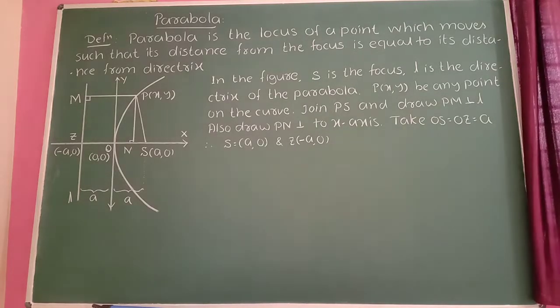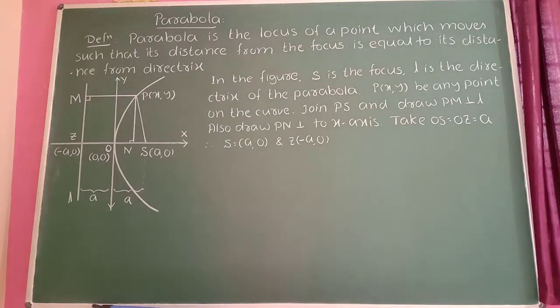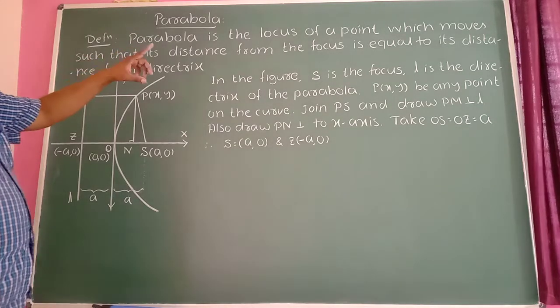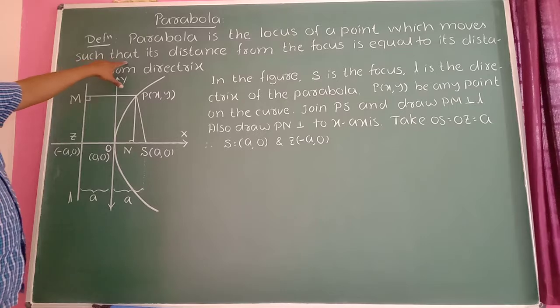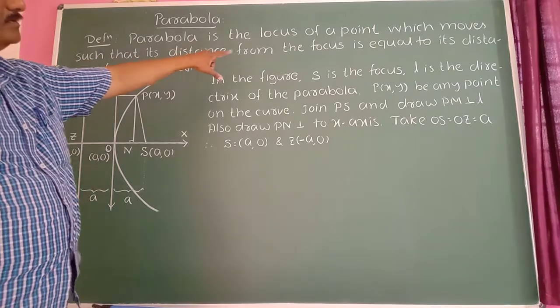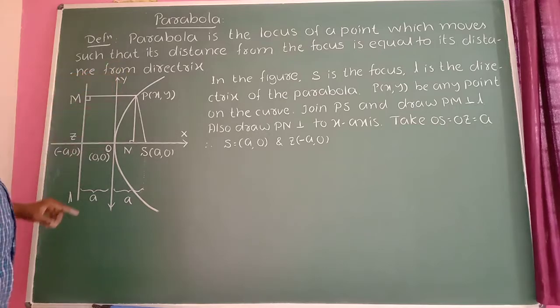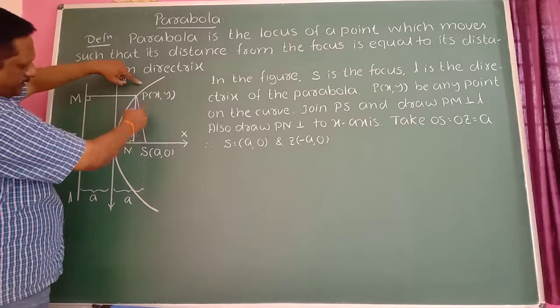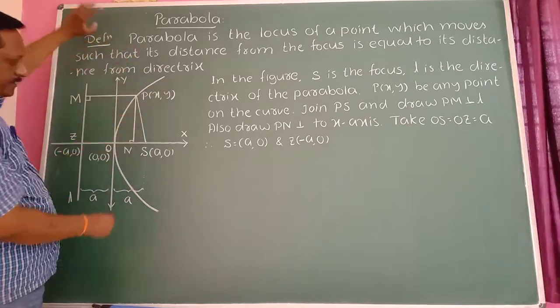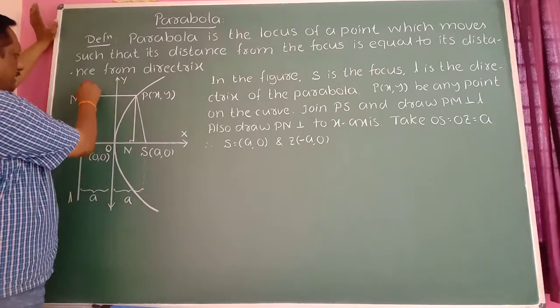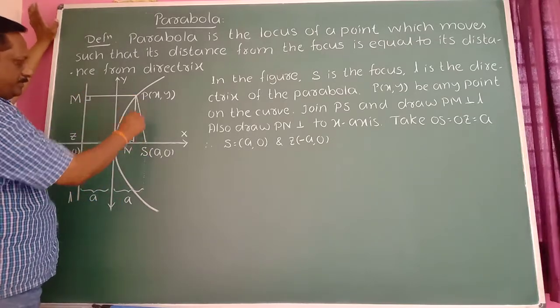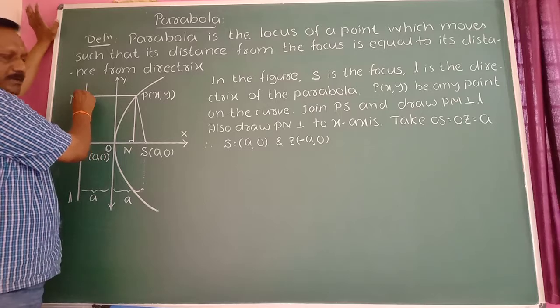So, the definition of a parabola. A parabola is the locus of a point which moves such that its distance from the focus is equal to its distance from the directrix. You choose any point here. All those points are equidistant from focus S and the directrix L. Here PS must be equal to PM.